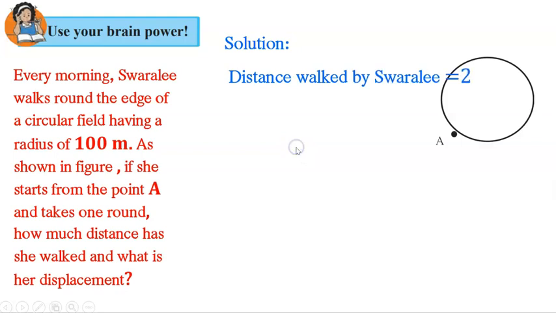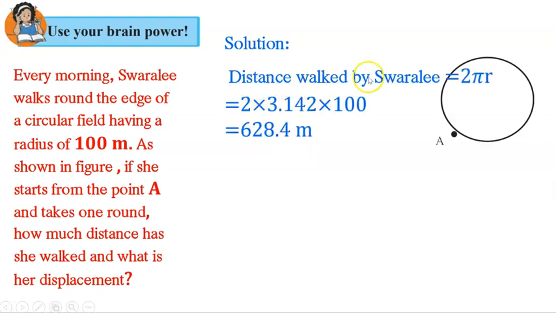Now here is the solution. Distance walked by Swarali is equal to the circumference of the circle, and that is equal to 2 pi r. That is 2 into the value of pi, 3.142, into the radius of the circular ground, it's 100. And after simplification, you will have 628.4 meter. This is the distance traveled by Swarali.